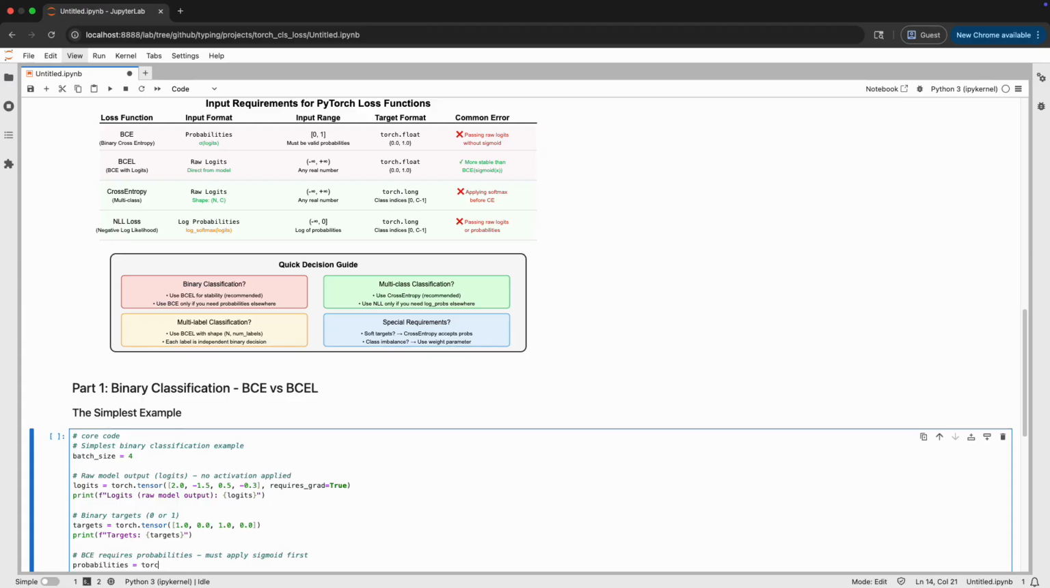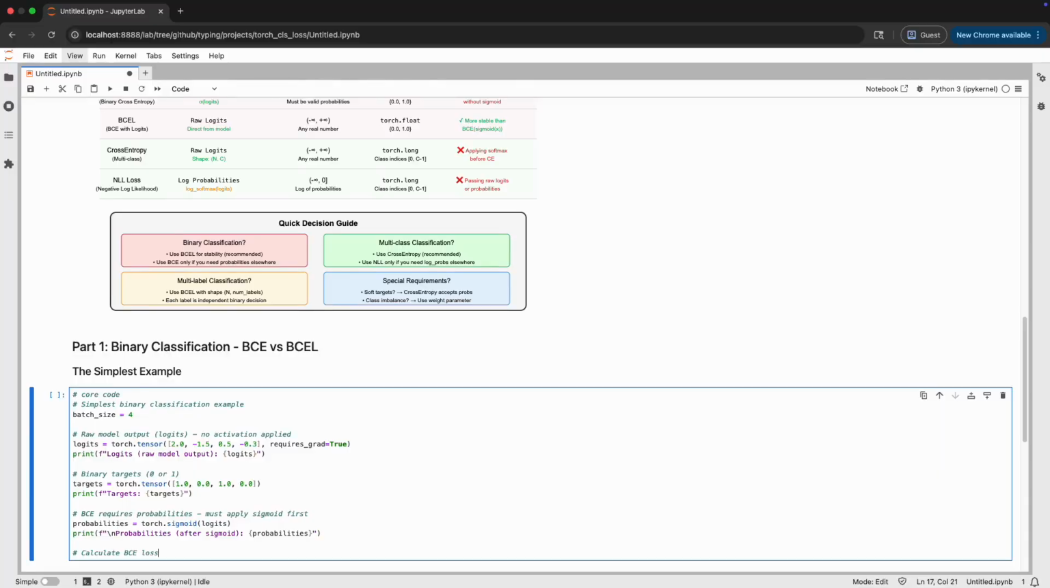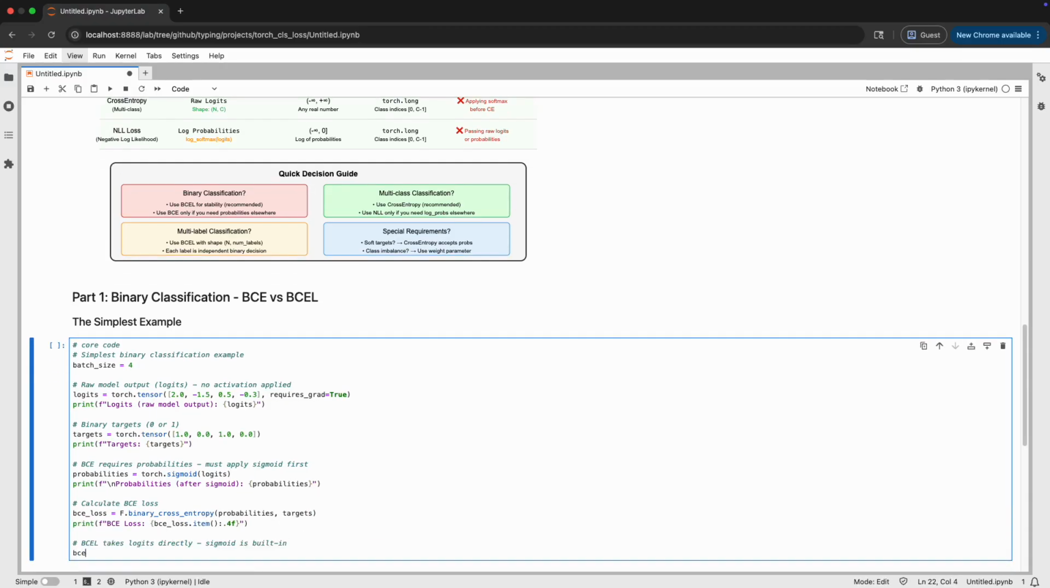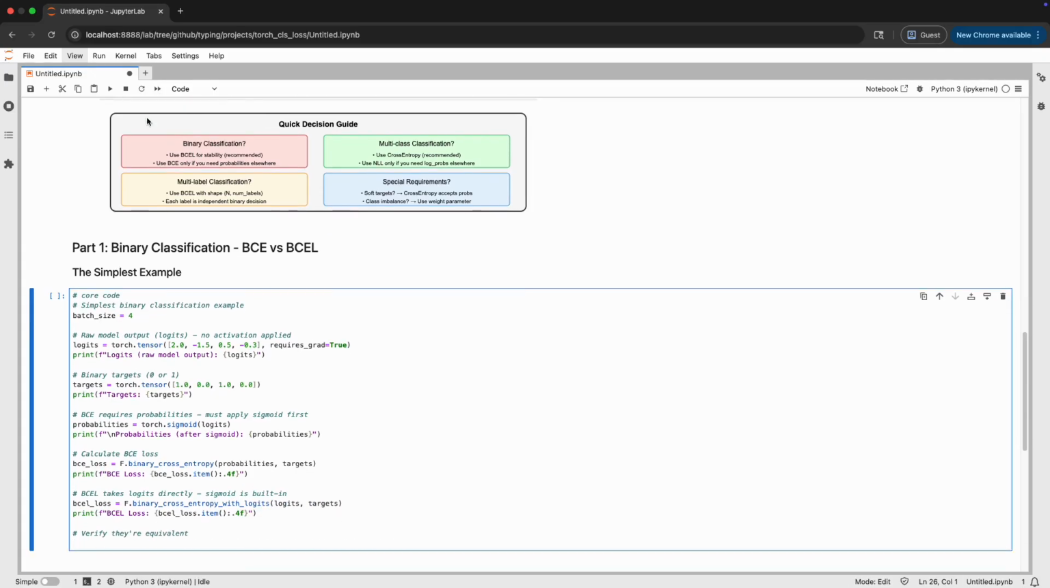Now watch what happens when we use BCE. It requires probabilities, so we must first apply the sigmoid function to convert our logits into values between 0 and 1. Then we can calculate the BCE loss. On the other hand, BCEL takes the logits directly and applies sigmoid internally, which is why it's called binary cross-entropy with logits. Let me verify that both approaches give us the same loss value.